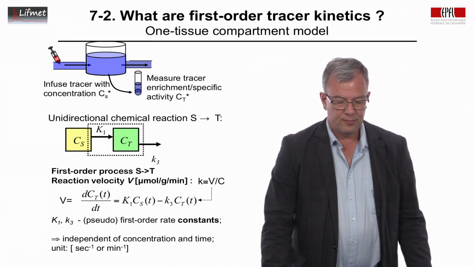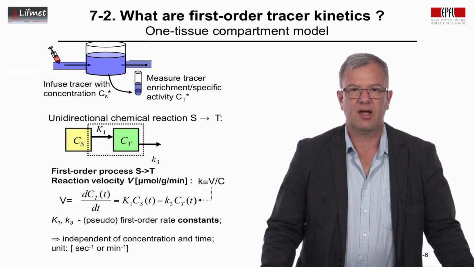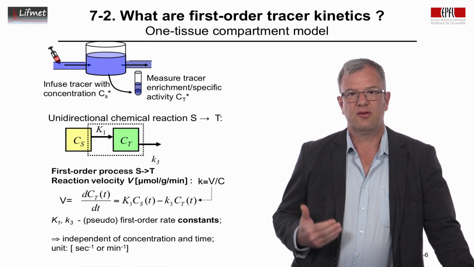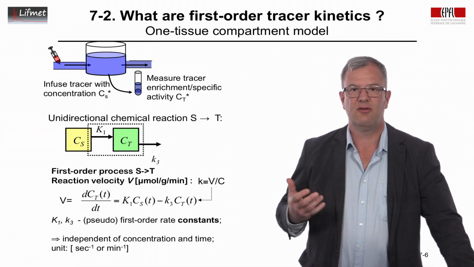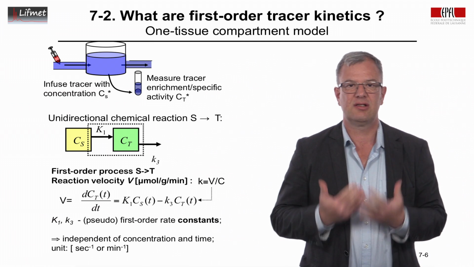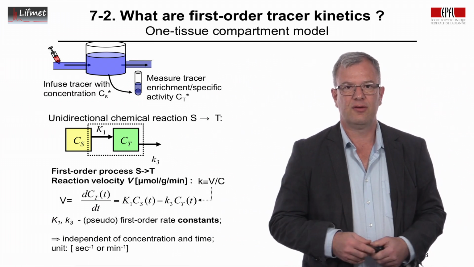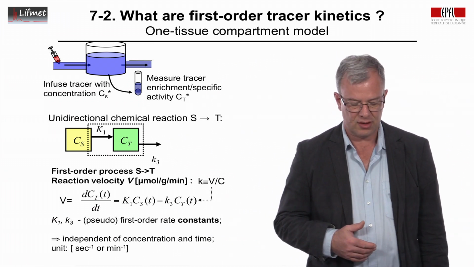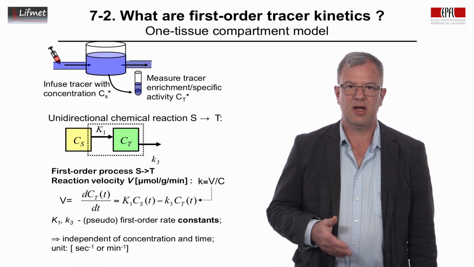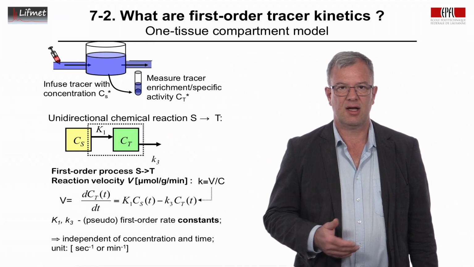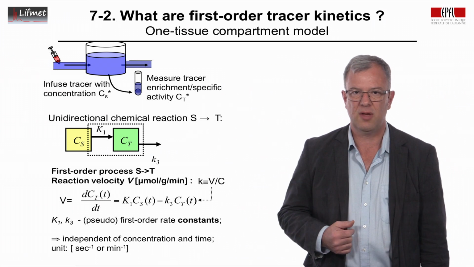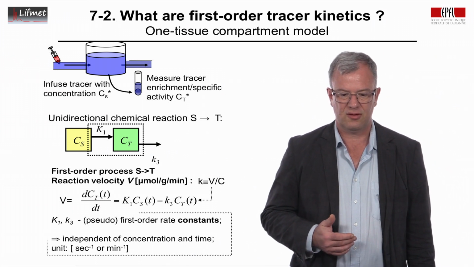K1 and K3 in this context are the first order rate constants. They are not true constants because they mimic the situation of the system in a particular state. So they're not really true reaction constants. That's why one often refers to them as pseudo first order rate constants. For our experiment though, we'll assume that they are independent of concentration and time. The reaction constants typically have the unit per minute, but it can also be per second.